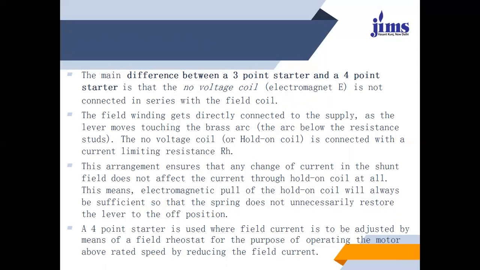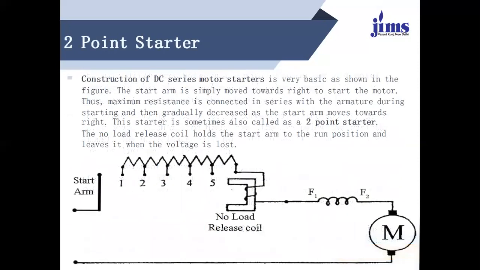A 4-point starter is used where the field current is to be adjusted by means of a field rheostat for the purpose of operating the motor above the rated speed by reducing the field current. Now the last, third one is the 2-point starter, and this is applicable for the series motor. Here we find that there are only 2 points: one point is at the start, and another point is on this.